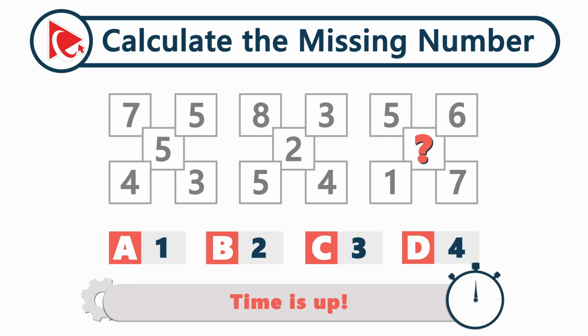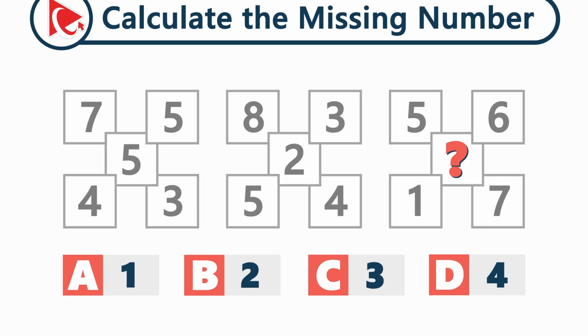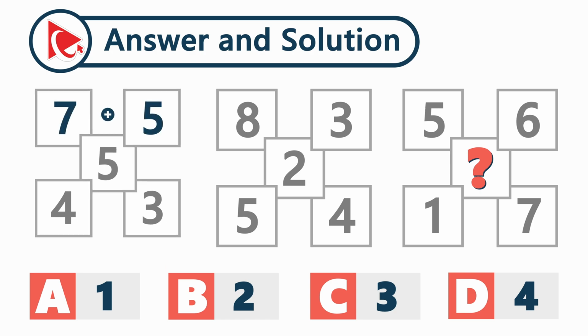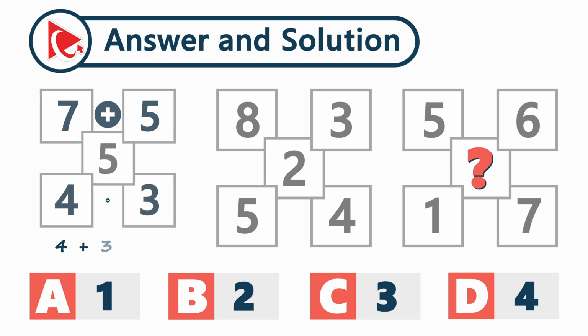Time's up. Do you have your answer ready? I hope so, because the pattern here is really simple. Let's take a close look at the first shape. 7 plus 5 equals 12, and 4 plus 3 equals 7. 12 minus 7 equals 5. In fact, this is how number in the middle was calculated.